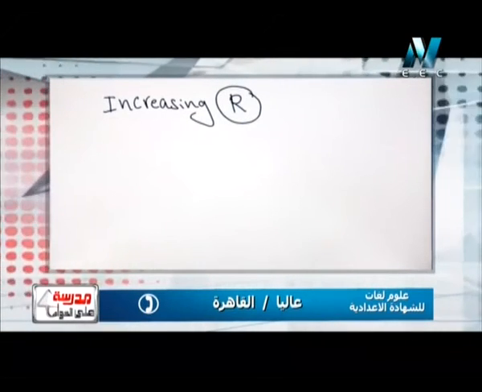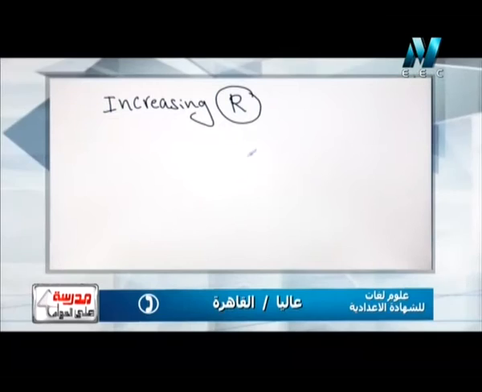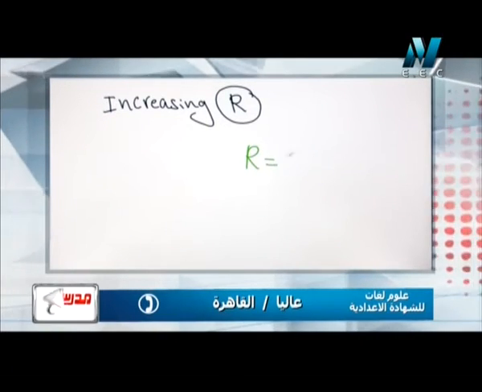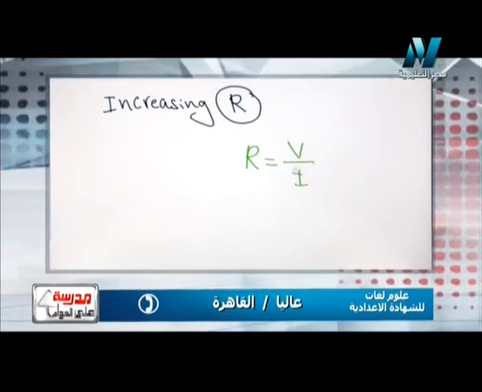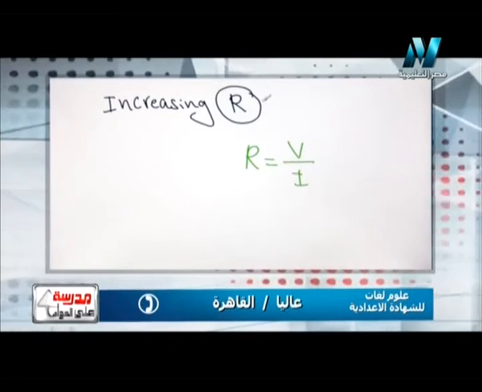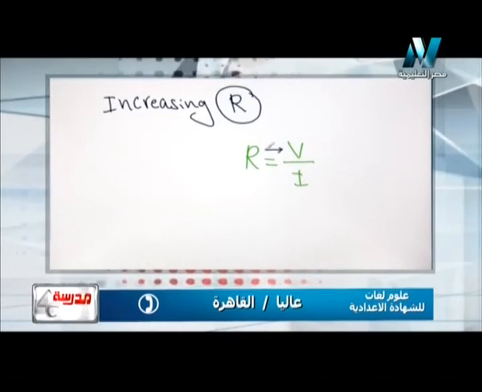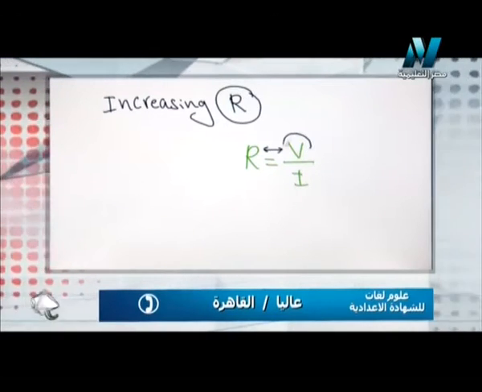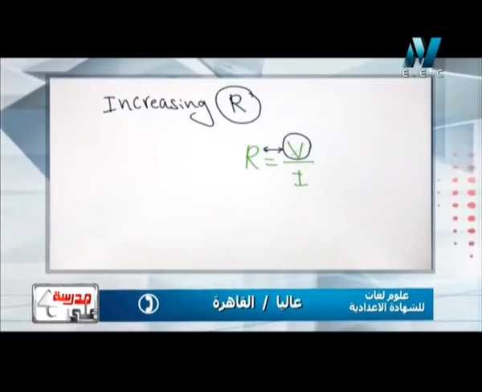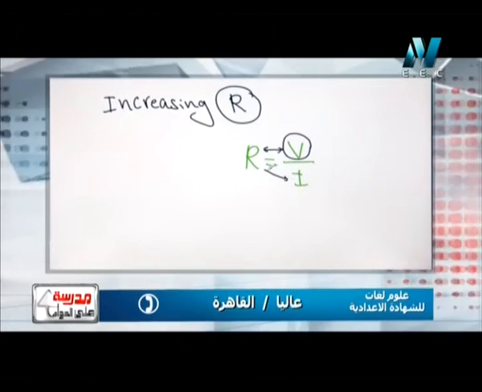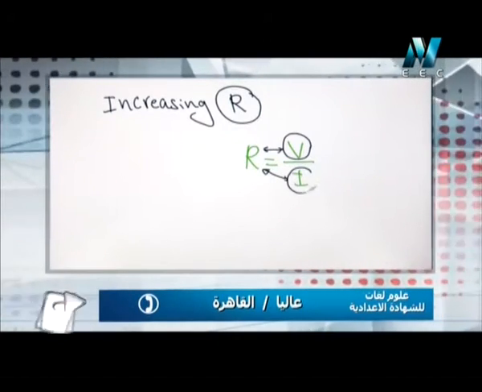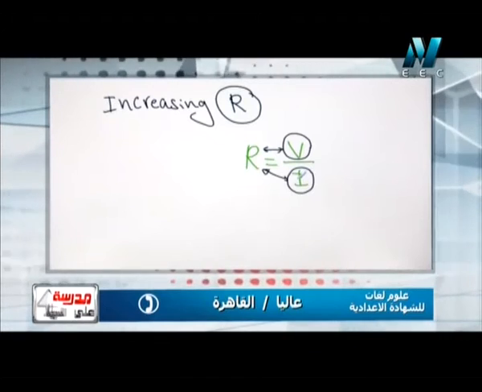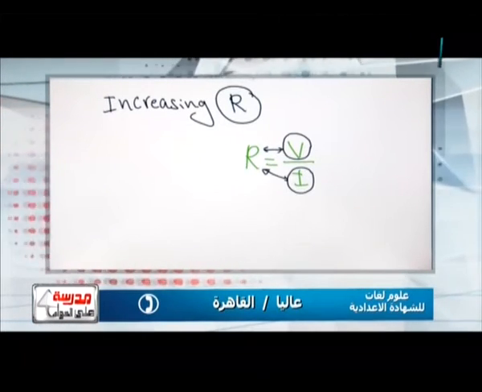No, there is another one. Okay. R equal what, Alia? R equal V over I. So here we have what proportional between R and V? R is directly proportional to V, directly with potential difference. Okay. And what proportional with electric current intensity here?